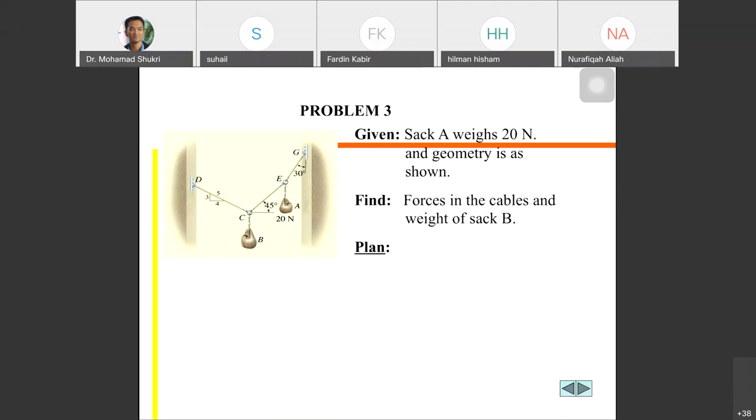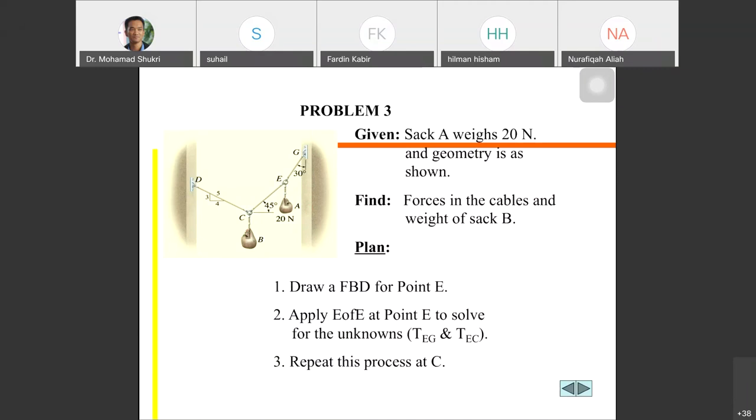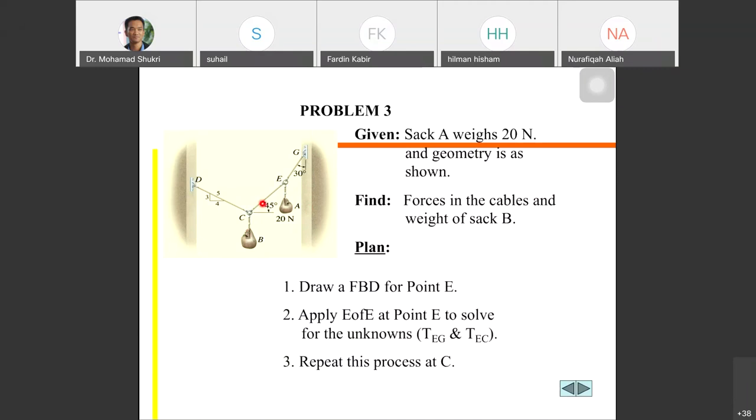What you can do is make 2 points. You draw FBD for point C first, and then you draw FBD for point E. What's the same for this problem? You have this cable, and this cable has the same tension or same force.